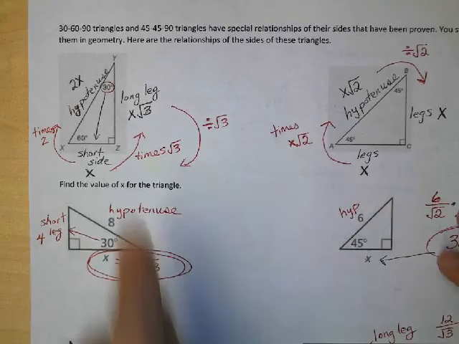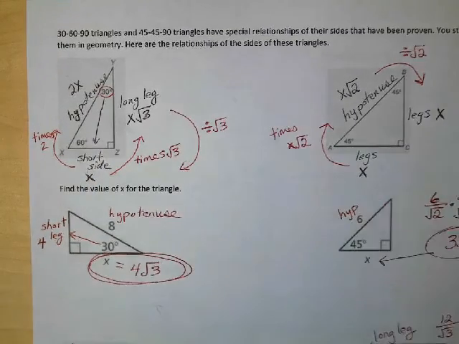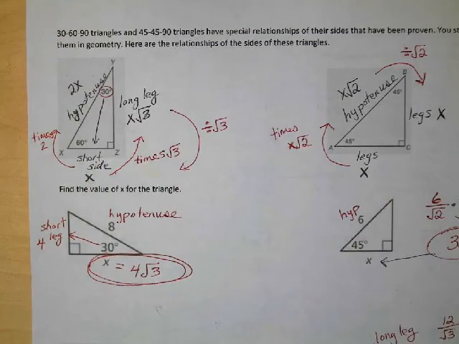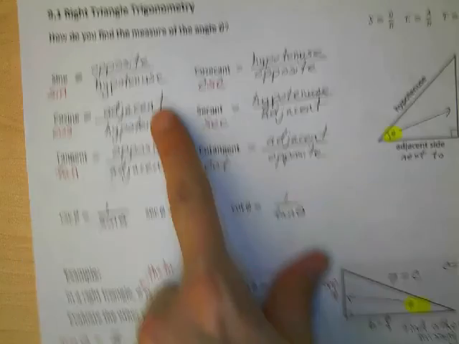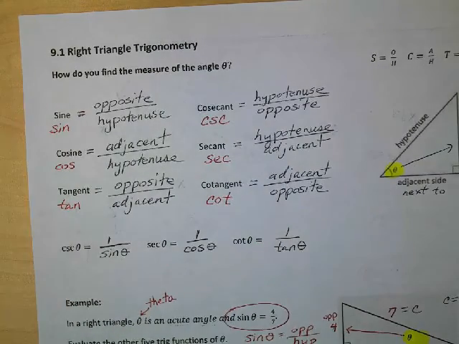It's really not too bad. You just got to know if you're going to times or divide. So hopefully the pictures help you. We're going to try a worksheet on that today. The first part of the worksheet is these opposite, hypotenuse, adjacent stuff, and then you get to the special triangles. We call them special right triangles because it's always a relationship like that.